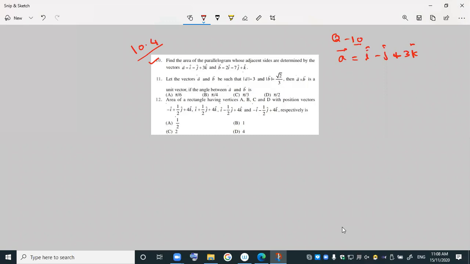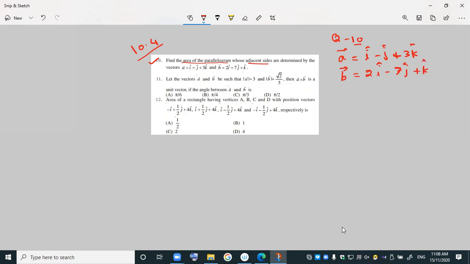Now question number 10. Find the area of a parallelogram. We have to find the area of a parallelogram whose adjacent sides are already given. So these are the adjacent sides: vector A and vector B is 2i minus 7j and plus k.